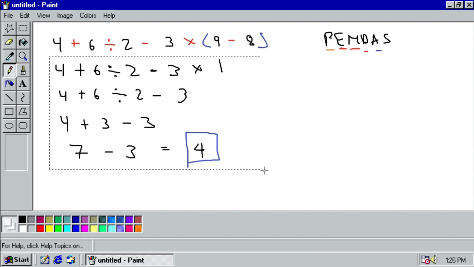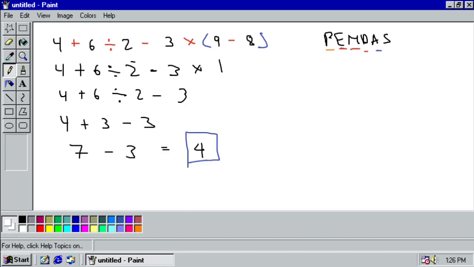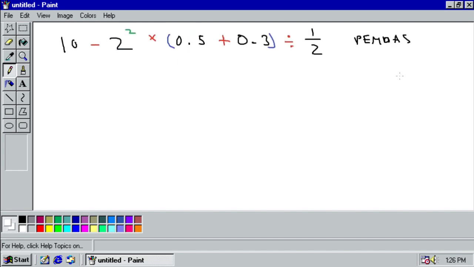So you can't really just do 4 plus 6 is 10 and then divided by 2, giving you 5 and minus 3. You can't really do that because that will give you the wrong answer. How about this?